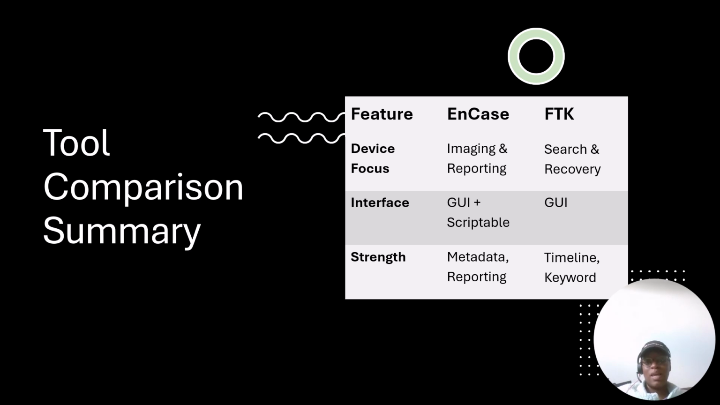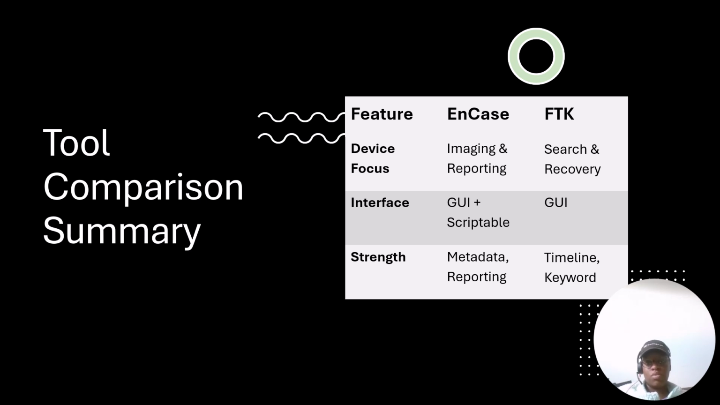With EnCase, it focuses a lot on imaging and reporting. We've used a lot of that in some of the forensic classes I have been in. You're able to see a lot of imaging and the reporting of the images and everything in the case. The interface is GUI and it can be scriptable. Some of the strength is metadata reporting. Like I stated with the case, that's how they were able to catch him, was metadata reporting.